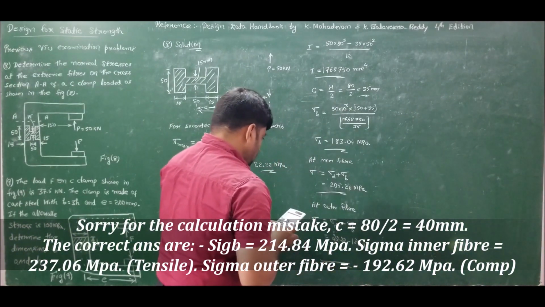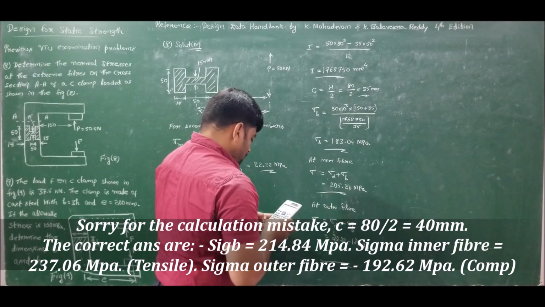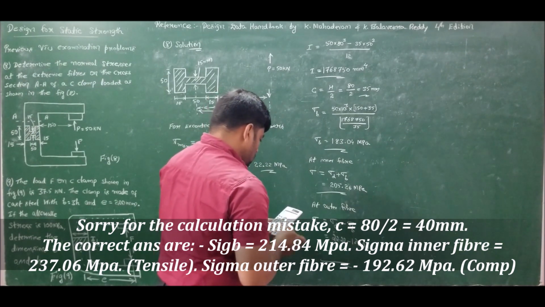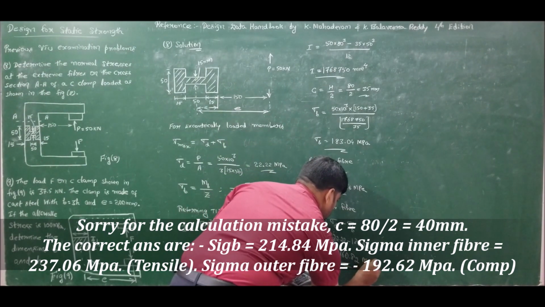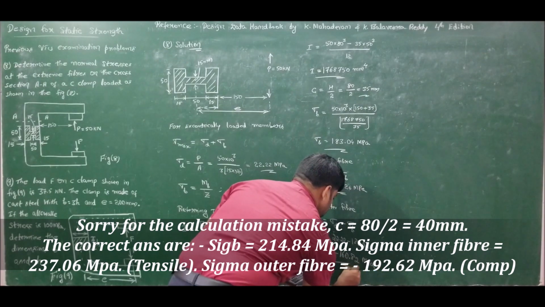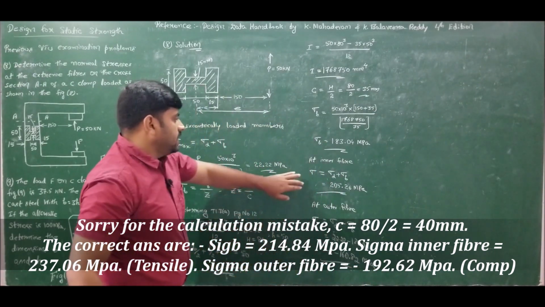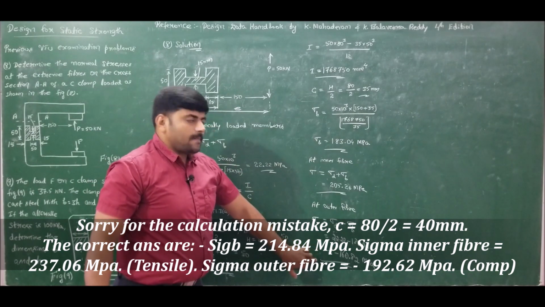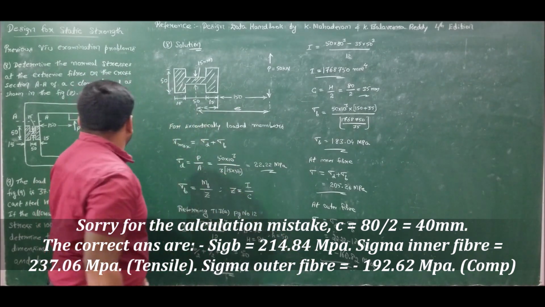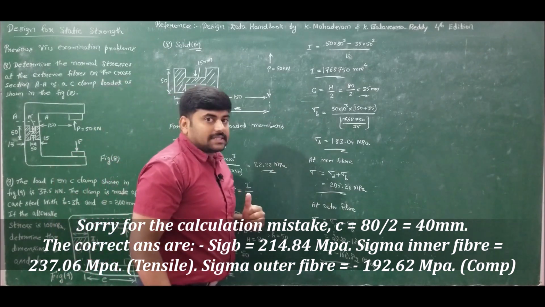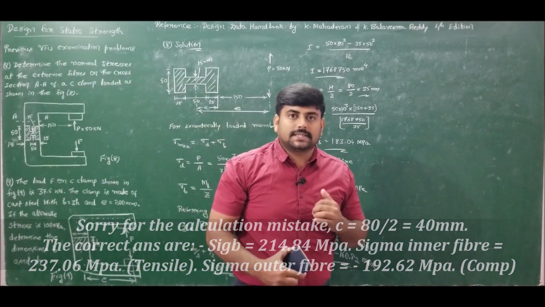Hence the answer will be 22.22 minus 183.04, which is equal to minus 160.82 megapascals. At inner fiber it is tensile, at outer fiber it is compression. So this is the solution for problem number 8, which is an assignment problem given in lecture number 6.